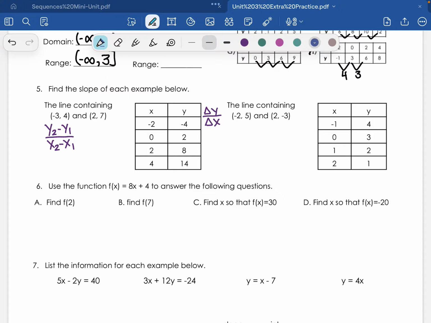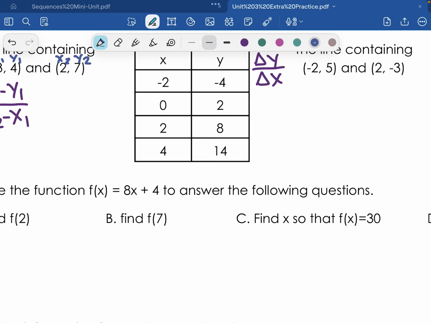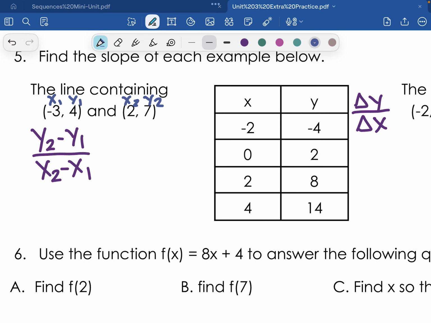Remember that when we're trying to find the slope from 2 points, we really want to write it as x1, y1, x2, y2. I'm going to go ahead and zoom in. So y2 minus y1 would really be 7 minus 4. x2 minus x1 would be 2 minus negative 3. What do we do when we have that minus negative? We turn it into a plus.